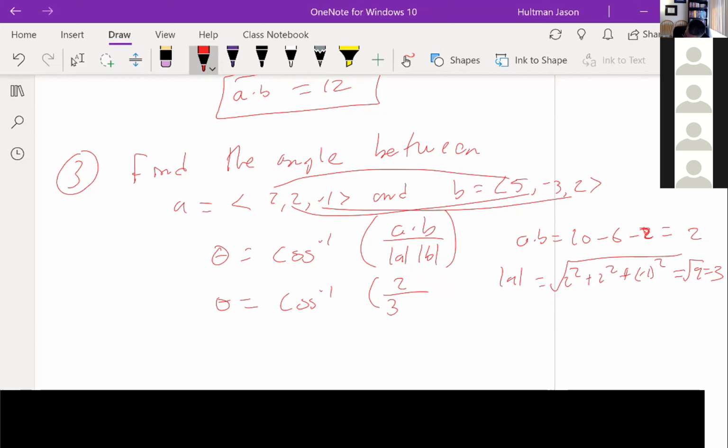And then we're going to multiply by the magnitude of B. What's the magnitude of B here? Well, that's 5 squared plus -3 squared plus 2 squared. So that's 25 plus 9 is 34, plus 4 is, I'm sorry, 38. So this is the square root of 38. So theta is going to be equal to the inverse cosine of this. What's theta here?